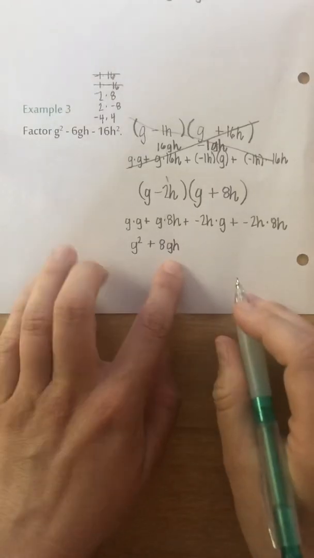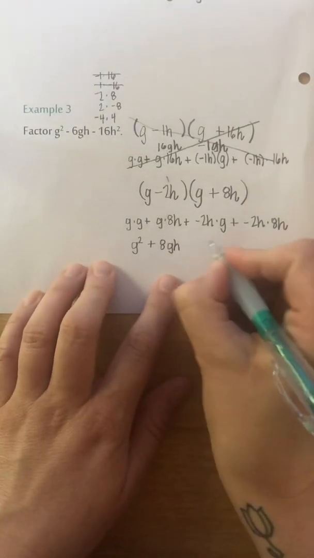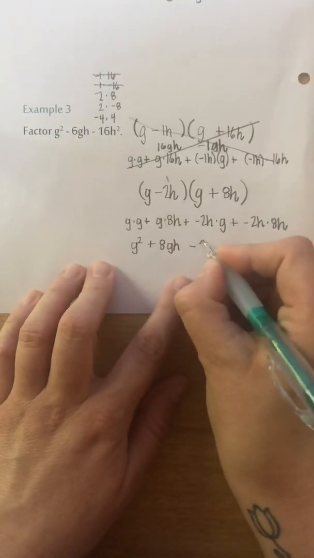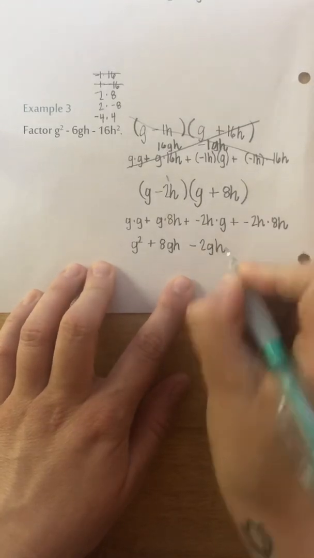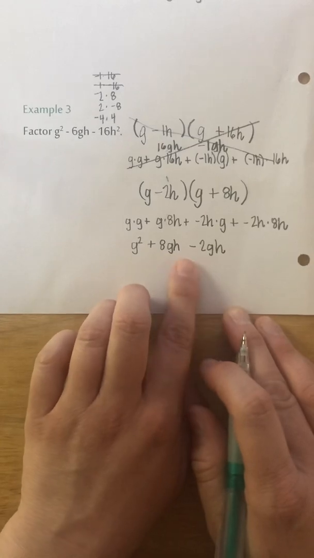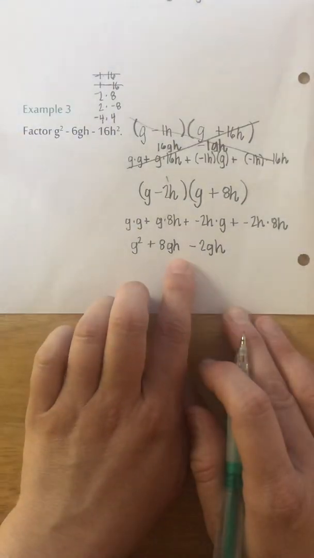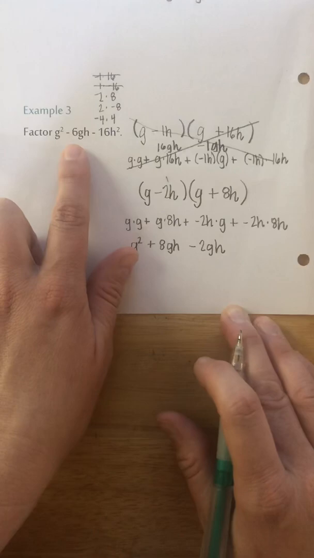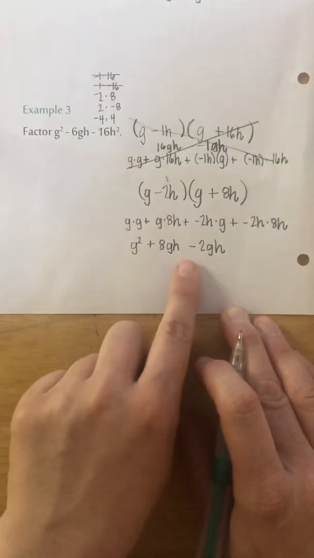All I'm doing there is putting my letters in alphabetical order. Then next I'm going to get a negative 2gh. Let's stop right here real quick and look. What happens if we combine like terms? We get 6gh, which looks pretty good, but what's the problem? We need it to be negative, not positive.